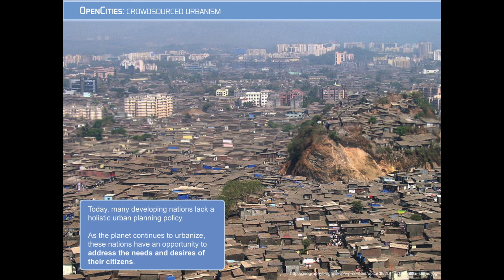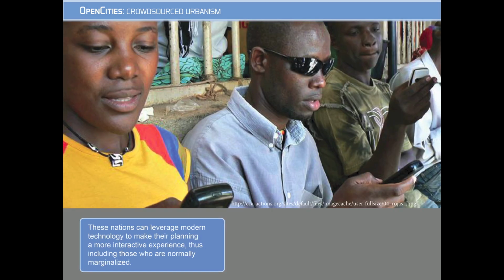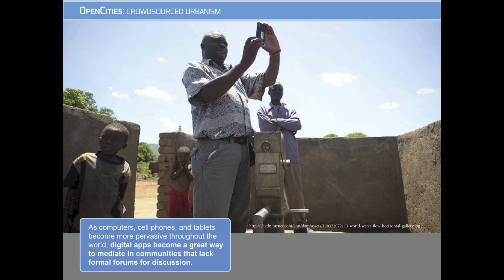Today, many developing nations lack a holistic urban planning policy. As the planet continues to urbanize, these nations have an opportunity to address the needs and desires of their citizens. These nations can leverage modern technology to make their planning a more interactive experience, thus including those who are normally marginalized. As computers, cell phones, and tablets become more pervasive throughout the world, digital apps become a great way to mediate in communities that lack formal forums for discussion.